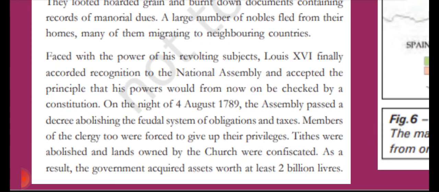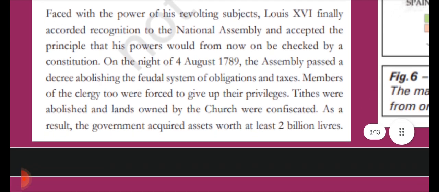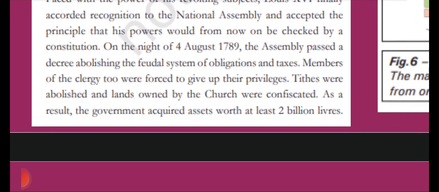Faced with the power of his revolting subjects, Louis XVI finally accorded recognition to the National Assembly and accepted the principle that his powers would from now be checked by a constitution. On the night of 4th August 1789, the Assembly passed a decree abolishing the feudal system of obligations and taxes. Members of the clergy too were forced to give up their privileges. Tithes were abolished and lands owned by the church were confiscated. As a result, the government acquired assets worth 2 billion livres.